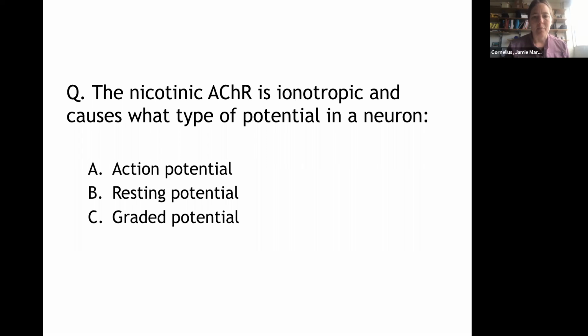Okay, so just a couple of quick questions. The nicotinic acetylcholine receptor is ionotropic and causes what type of potential in a neuron?